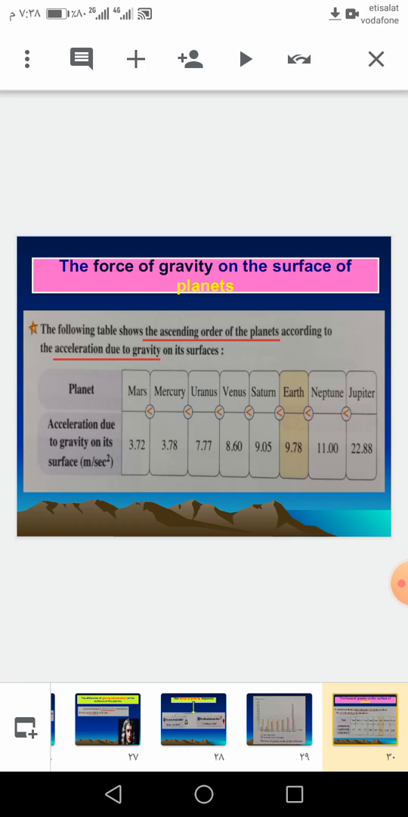Why? Because the mass of the Earth planet is larger than the Mars planet. And the force of gravity is what? Directly proportional to the mass. The force of gravity is directly proportional to the mass.